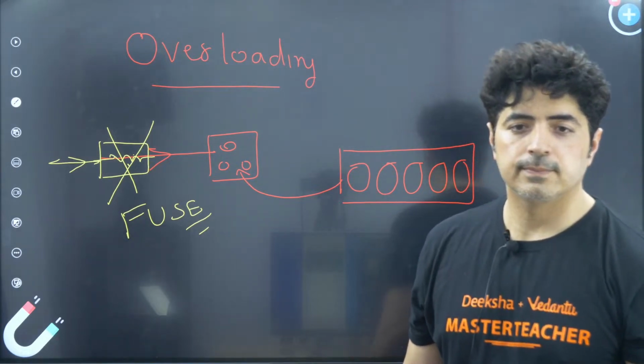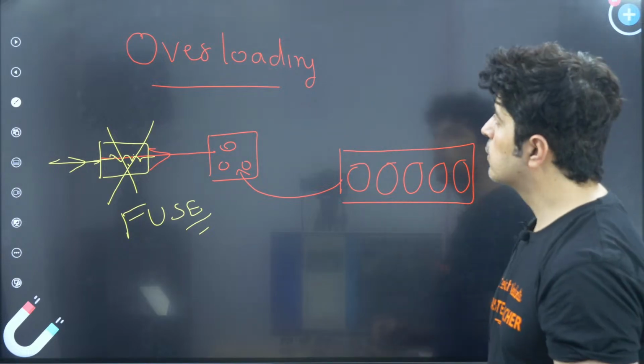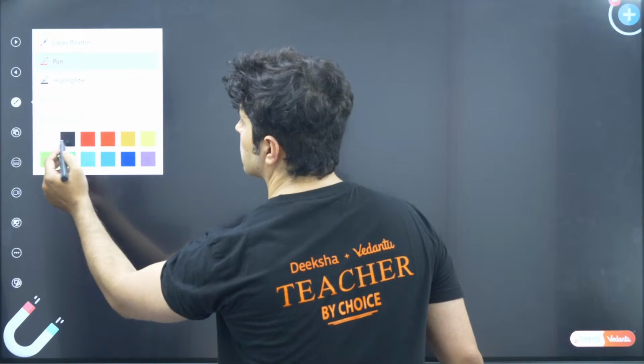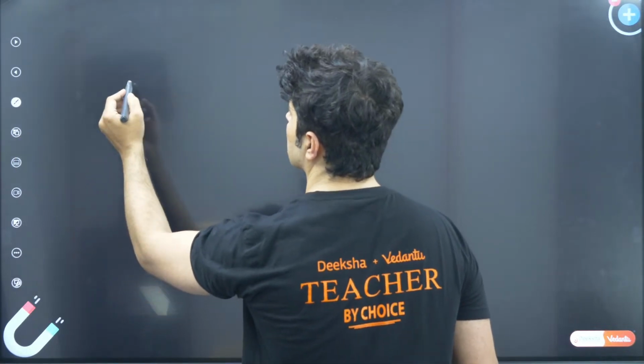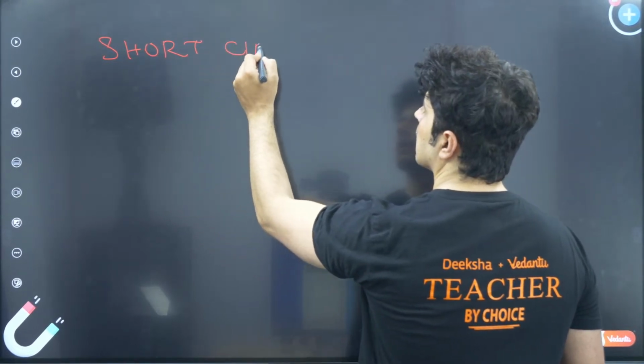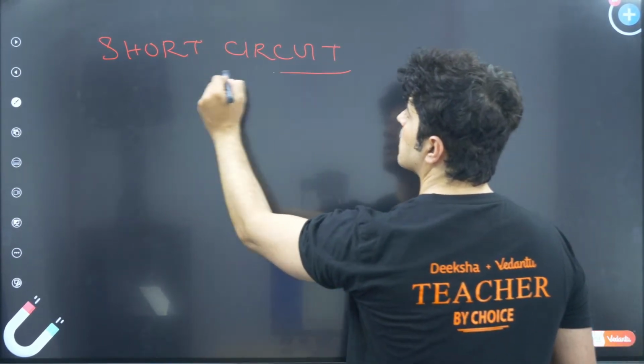Okay, yeah, all right. So short circuit, the next one is short circuit. So let's take the short circuit also. How does a short circuit happen? Let me show you. So short circuit, guys, short circuit. Now what is this short circuit?